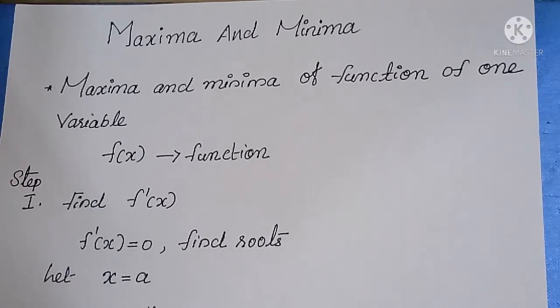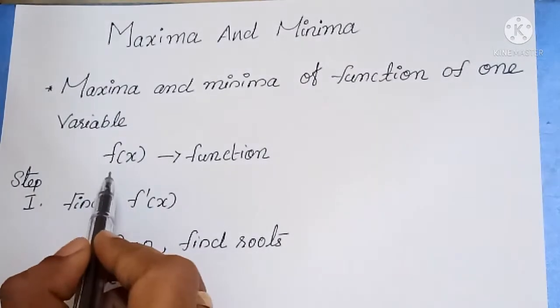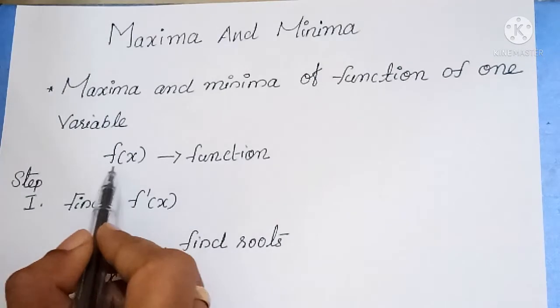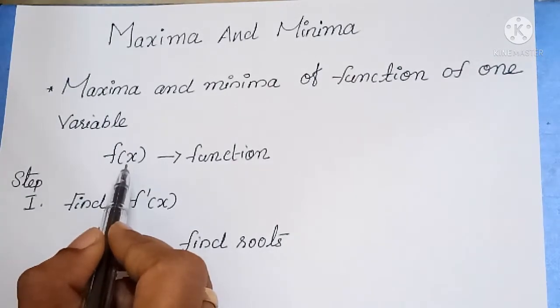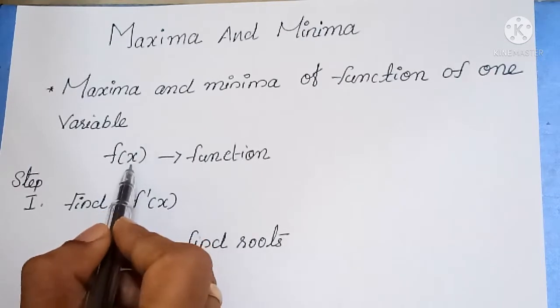Today we are going to discuss some previous year's GATE questions related to maxima and minima. First of all, we should discuss what the conditions of maxima and minima are for a function of one variable. For that, here we are taking a function f of x. It is a one variable function because it has only one variable, that is x.